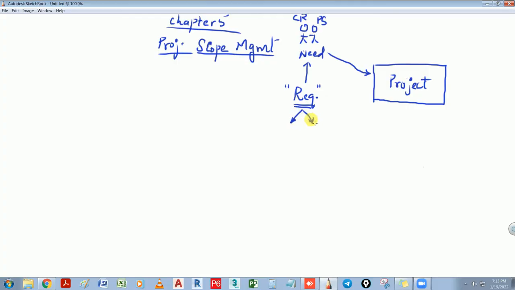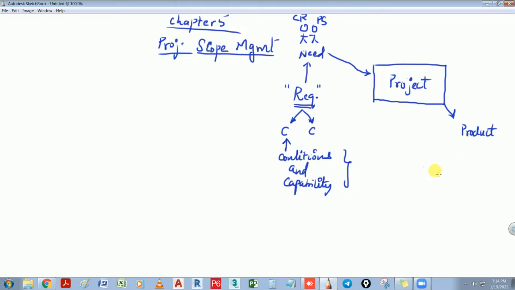Just remember, requirement is something like called C and C. C and C means what? They are the conditions and capability. What is a requirement? A requirement is the conditions and capability that must be available, or must be present in our final product. Yes or no?